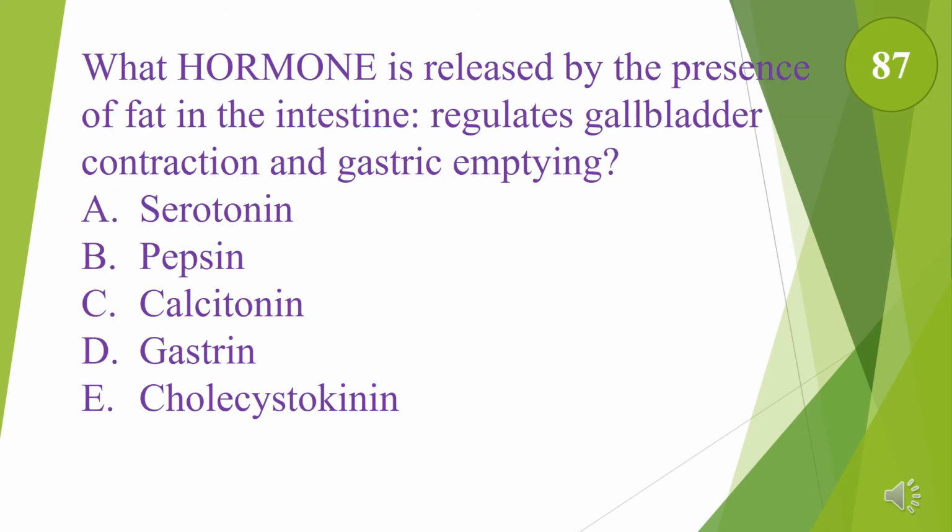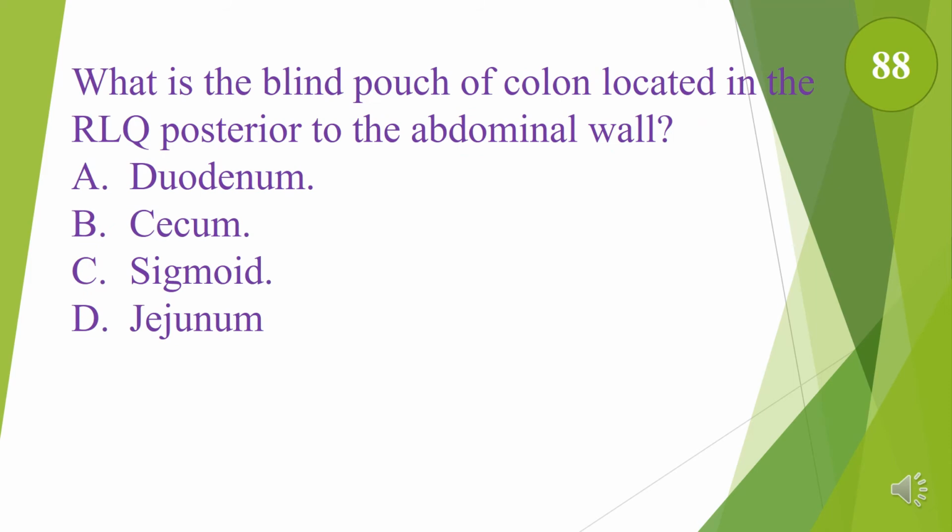What hormone is released by the presence of fat in the intestine and regulates gallbladder contraction and gastric emptying? A. Serotonin, B. Pepsin, C. Calcitonin, D. Gastrin, E. Cholecystokinin. The answer is E, cholecystokinin, CCK. What is the blind pouch of the colon located in the right lower quadrant posterior to the abdominal wall? A. Duodenum, B. Cecum, C. Sigmoid, D. Jejunum. The answer is B, cecum.